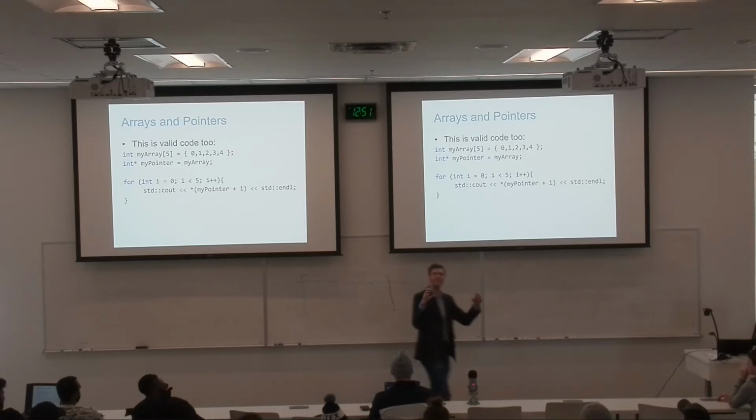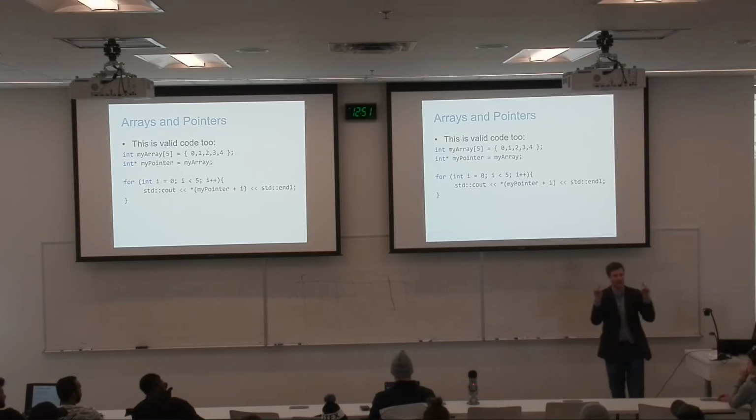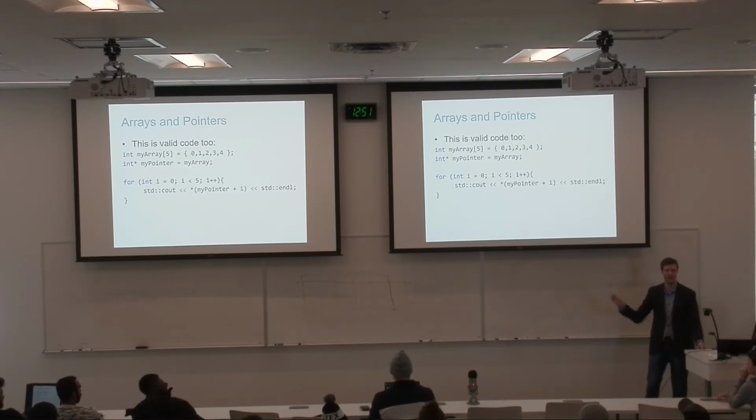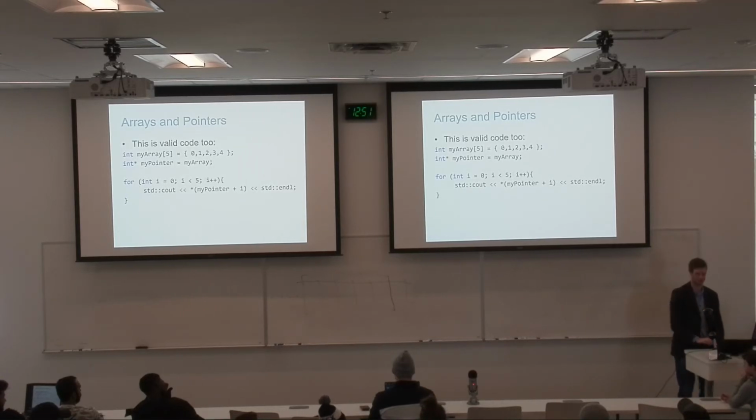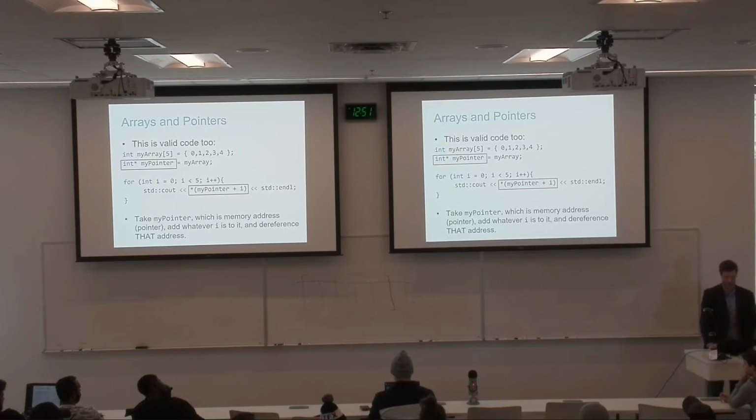You can probably now see that the indexing with the square brackets and this are doing the exact same thing. And I think this probably hits your concerns, eh? Or maybe not quite? You'll ask after? All right, we'll figure it out. Okay, take my pointer, which is a memory address, add whatever i is to it, and dereference that address.